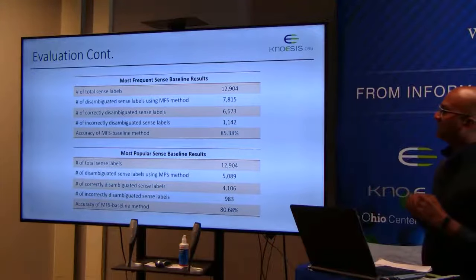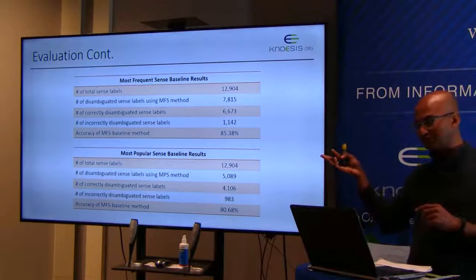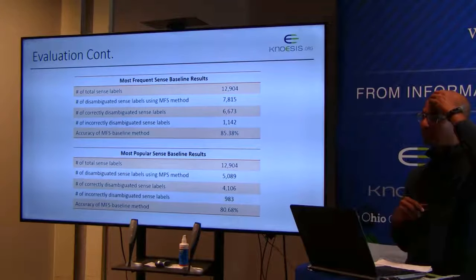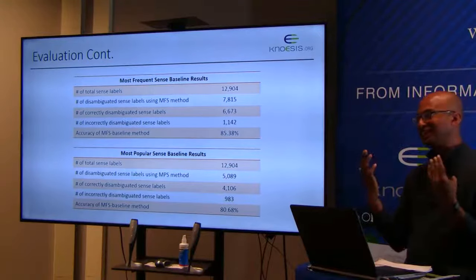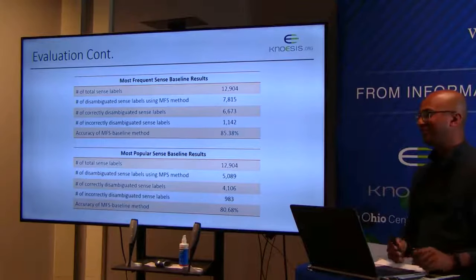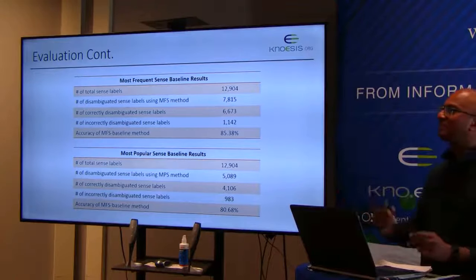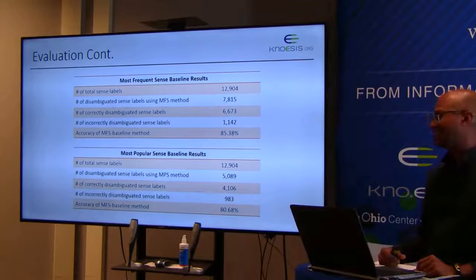So these are the word sense disambiguation results. As I said, we use a most frequent sense baseline and a most popular sense. So is the image robust with respect to rotation and those kinds of things? In this case, if you look at images of emoji, you will not see rotations. The dataset we had consists of images of emoji, so we don't have rotations and things like that.